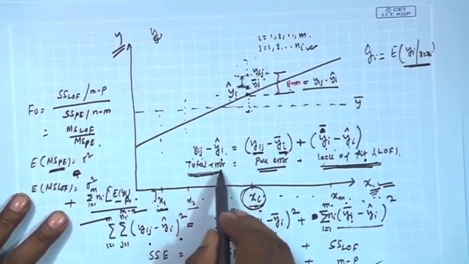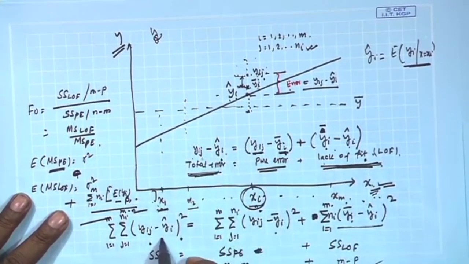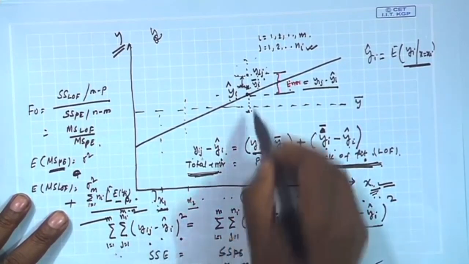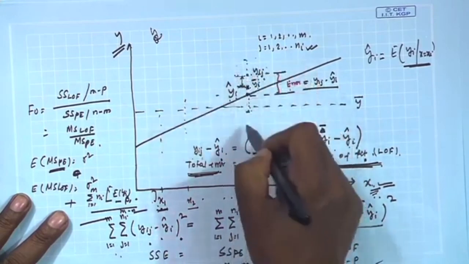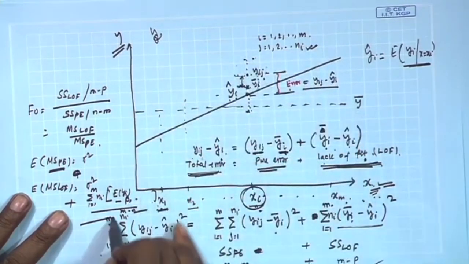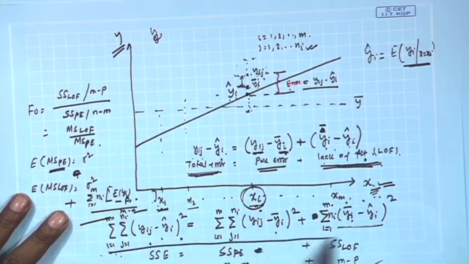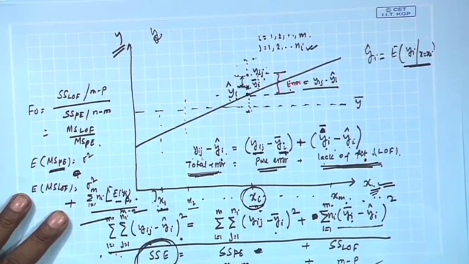Now this is basically the deviation part. You square this side, take the sum across all j, j equal to 1 to n i, and across all i, i equal to 1 to m, and you do algebraic manipulation. You will get this equation, where the sum square error is sum square pure error plus sum square lack of fit.